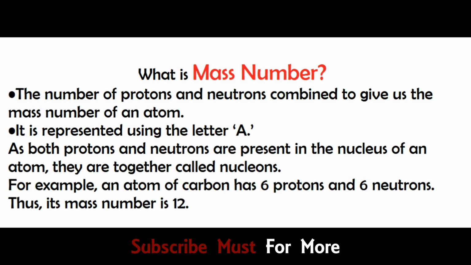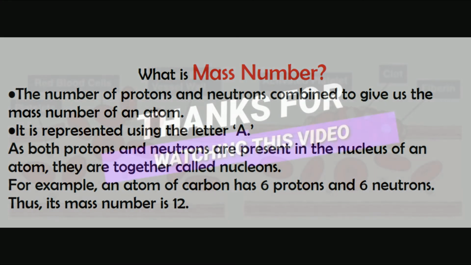Carbon has 6 protons and 6 neutrons. Its mass number is 12. We can use atomic number and mass number to find the number of neutrons in atoms. So mass number is equal to number of protons plus number of neutrons. I hope you understood this simple concept about atomic number and mass number.